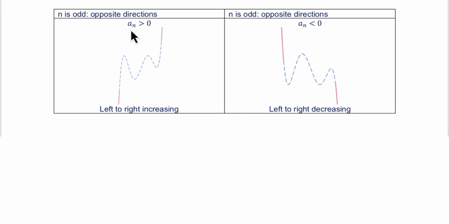If a sub n is positive, think of this as increasing overall. Overall, the graph is increasing. Again, there's some wiggle room in the middle, which will be determined by other factors later. But in general, the graph is increasing. And if a sub n is negative, that is, if the leading coefficient is negative, the graph will be overall decreasing.